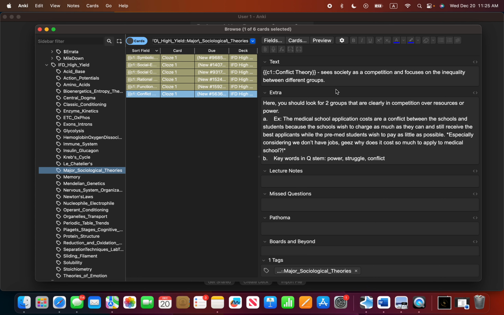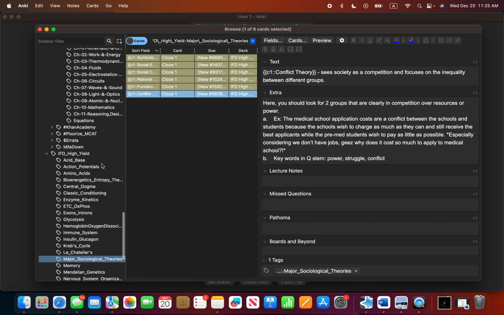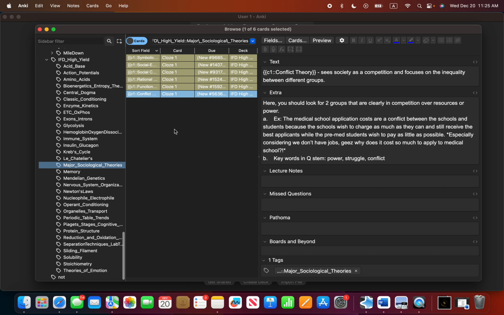And then we also have conflict theory. These are major sociological theories, and it's actually good to know these. Conflict theory sees society as a competition and focuses on the inequality between different people. Wherever there is inequality between different people, it's about conflict. Here, you should look for two groups that are clearly in competition over resources or power.